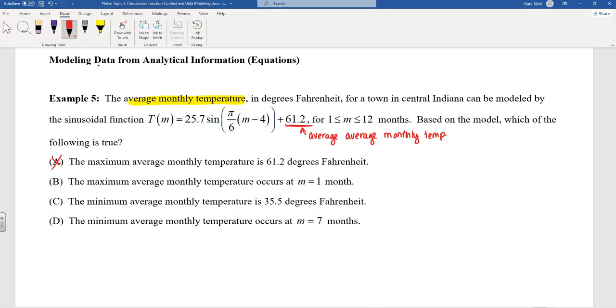Okay, we've got the maximum occurs at m equals 1. Let's hold off on that one for a second. We've got C, the minimum average monthly temperature is 35.5. How would I find the minimum for this if I can't graph it? I could graph it and just click on the minimum if it were calculator active, but I don't think this one will be.